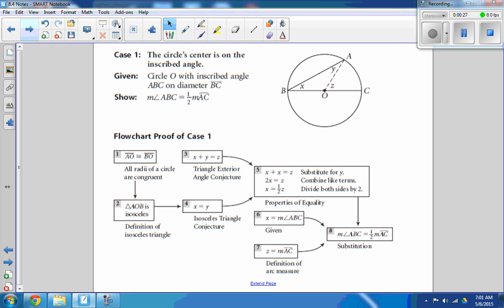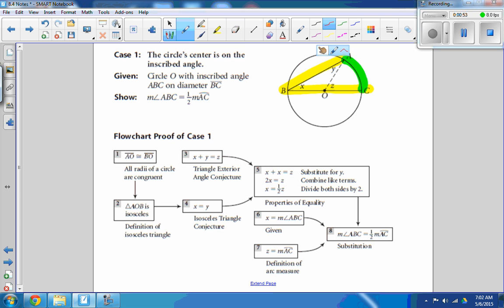So we're given circle O with the inscribed angle ABC. So this is our inscribed angle ABC, and it has the diameter of BC. And we have to show that the measure of angle ABC is half the measure of the arc AC. So we've got to show that. So let's walk through this proof.